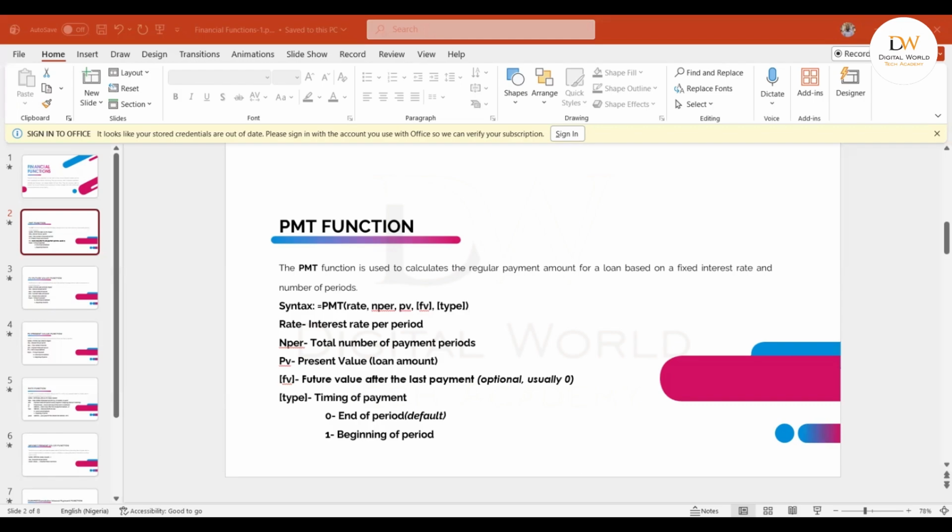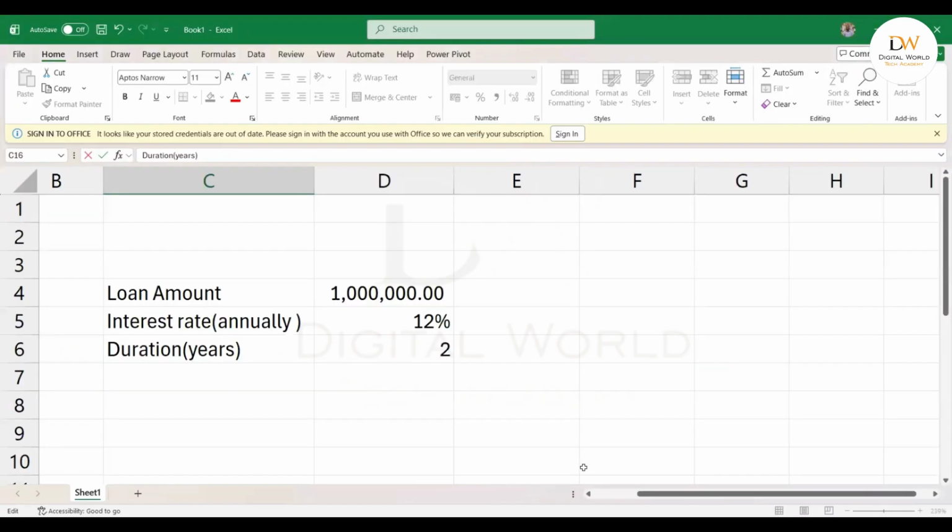Now, let's say we have someone called John. He goes to the bank to ask for a loan amount of 1 million naira, which is written here. And the bank told him 2 years. So what we're going to do first, remember that rate is the interest rate per period, Nper is the total number of payments, and PV is the loan amount. So we start by using the function PMT. Now you can see it, rate, Nper, and PV. So you are going to put the rate first.